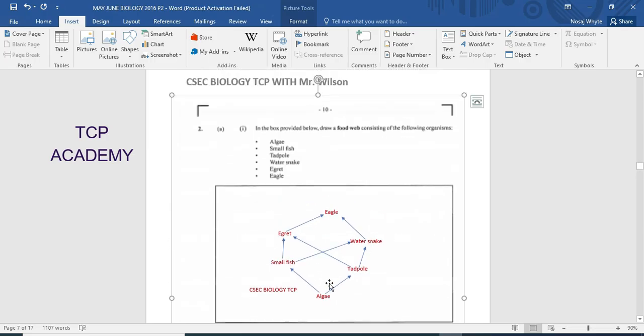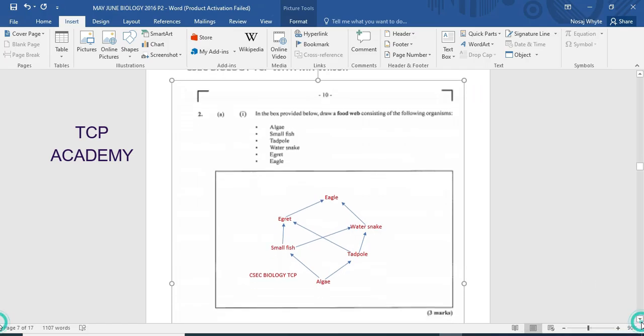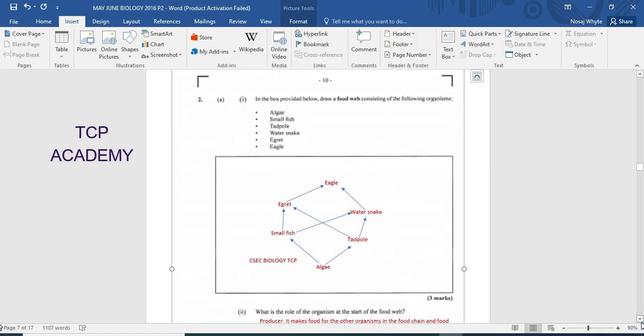So you're seeing here algae coming from here being the producer, tadpole coming here being primary consumer, small fish is also a primary consumer, and then we have the water snake, which is of course getting some tadpole and some fish in, snacking, that is going to be a secondary consumer, and we have the egret pretty much doing the same. The apex predator here is going to be the egret, and that would nicely top out this question, making it 3 marks easily we obtained just now.